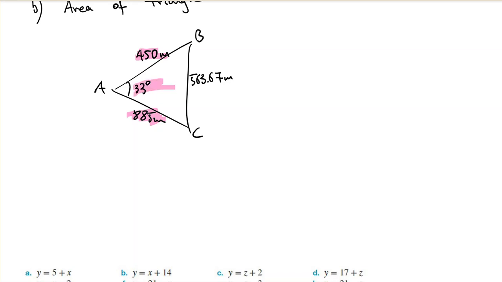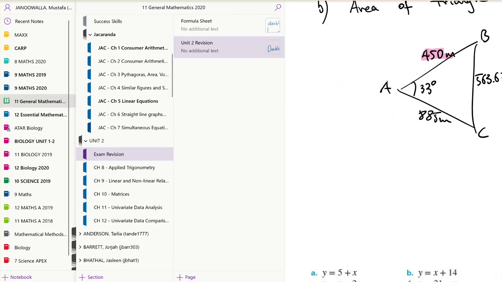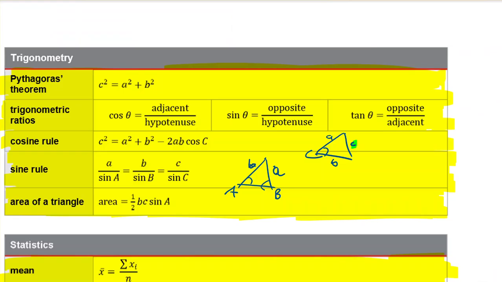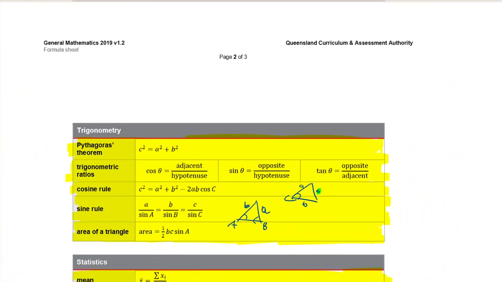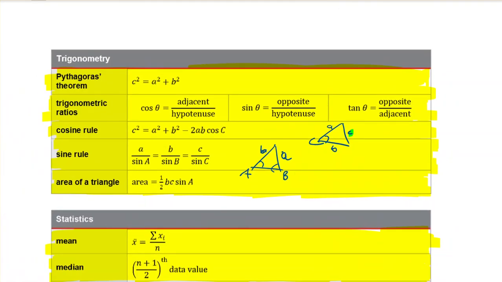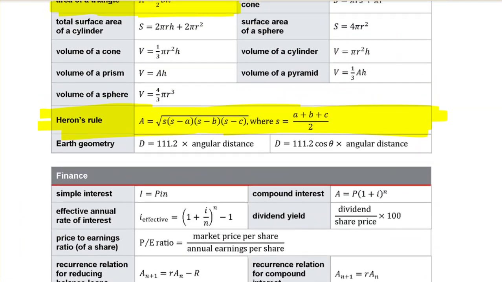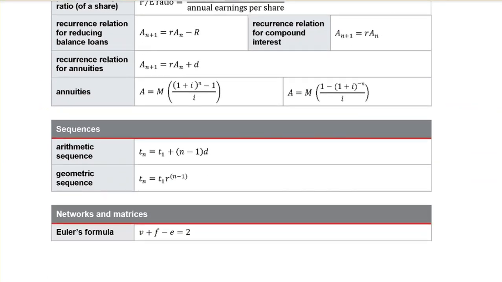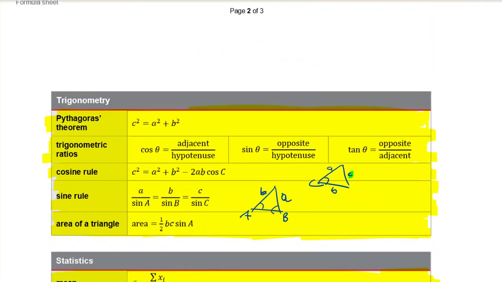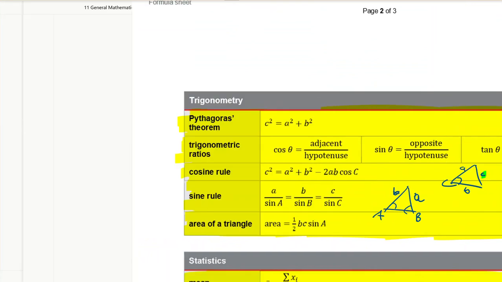I'll show you where they are on the formula sheet. So for area, either this area here or Heron's formula, which is a bit at the top here somewhere, Heron's rule here, where you'd be using all three sides to find the area. Whereas here we have two sides and an angle. So I'll use that one with the sine.